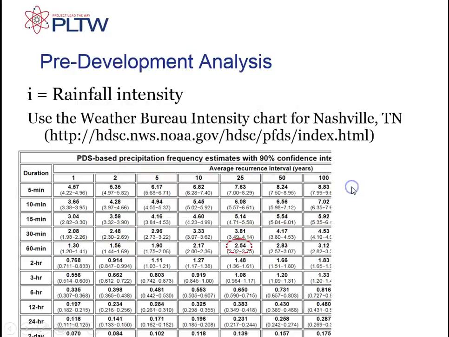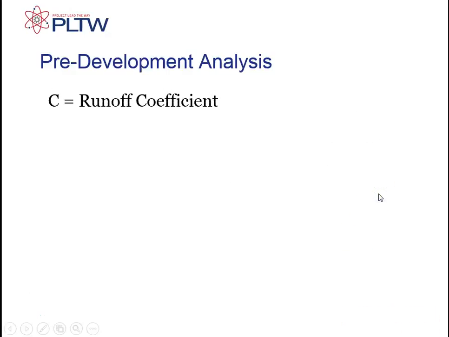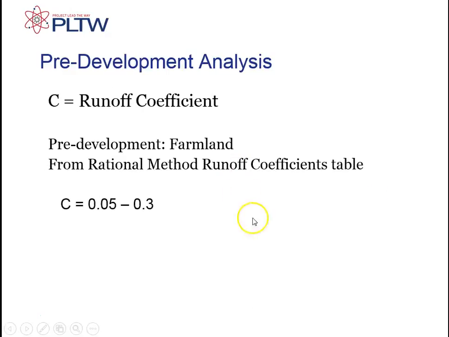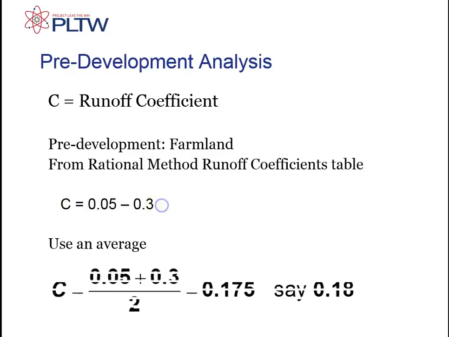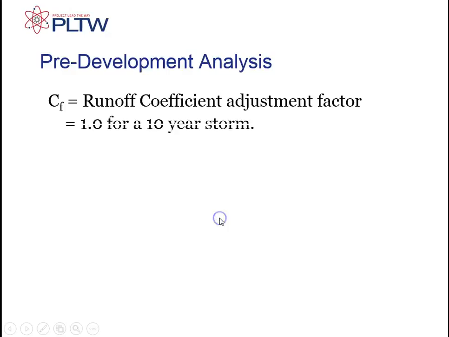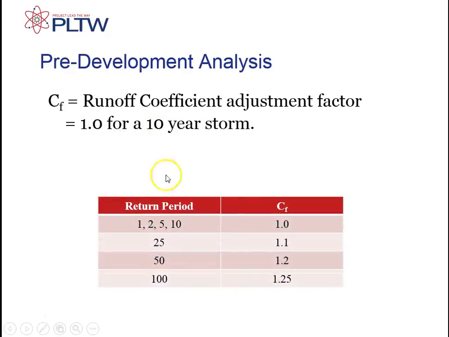Intensity we get from here. We're talking about a 25-year storm in 1 hour. So here's our I value we're going to plug in. C is our runoff coefficient, and we originally had farmlands. You're going to read this from the table. And we find that this gives us 0.5 to 0.3, and our problem said to use the average of these numbers. Add them up, divide by 2. Sometimes it says to use the most conservative number, which would be the biggest number. Sometimes it says to use the average. It was a 10-year storm, so we see 10-year storm is right here. That's our CF.